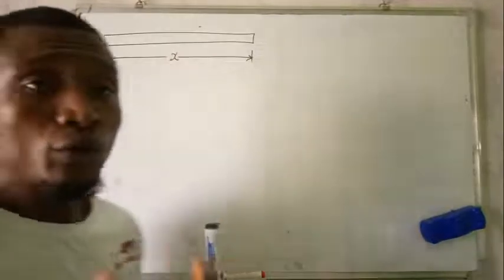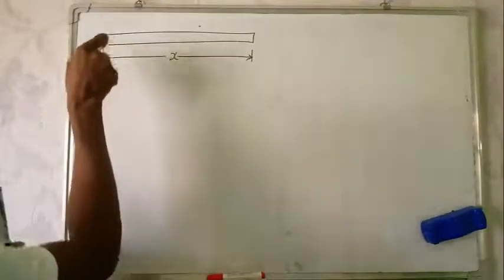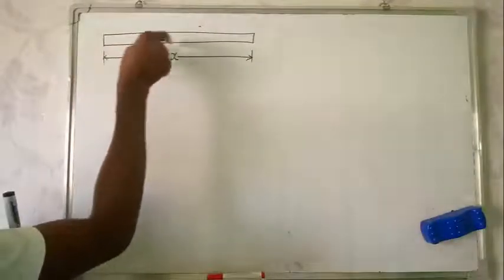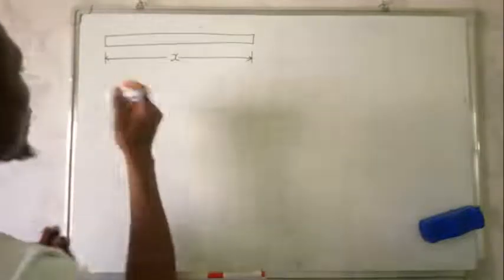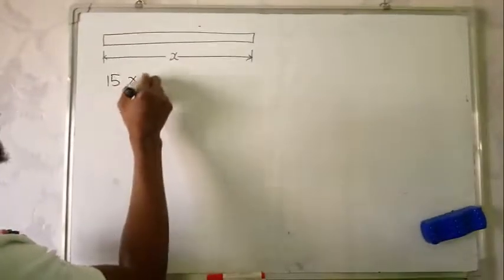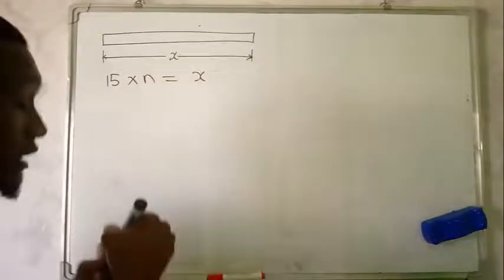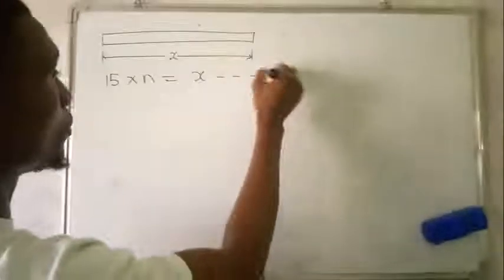Okay, so the question says that the boy can use 15 cm and get exactly this x. So what we're going to do is to ask ourselves, how many times will 15 cm keep adding to itself until it gives us exactly this width, which is x. So I call it my n, which means that 15 multiplied by n is going to give me the width of the table. We call it equation 1, which is x.